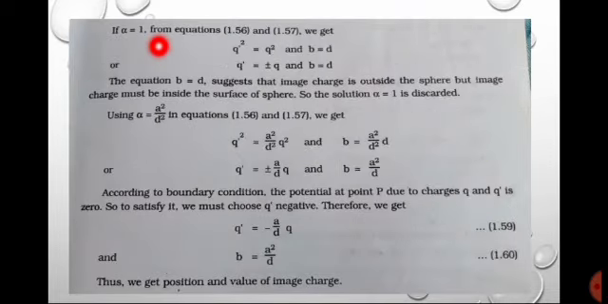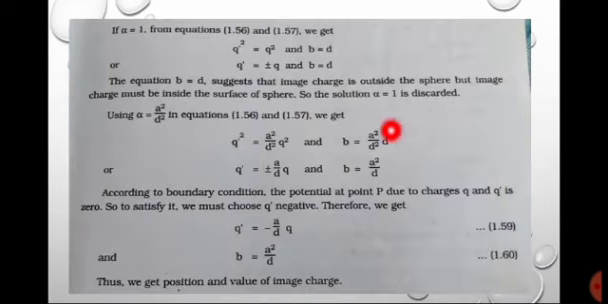If alpha is 1, from equations 1.56 and 1.57, what we have? Q dash square is equal to Q square and B is equal to D. Q dash is equal to plus minus Q and B is equal to D. The equation B is equal to D suggests that the image charge is outside the sphere, but the image charge must be inside the sphere. So the solution alpha is equal to 1 is discarded.